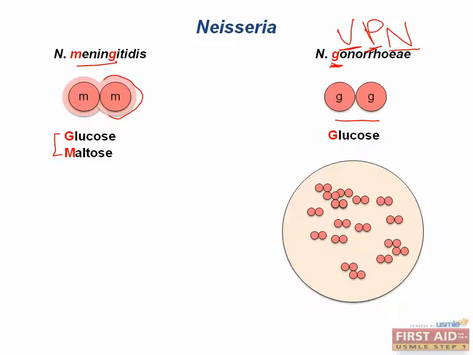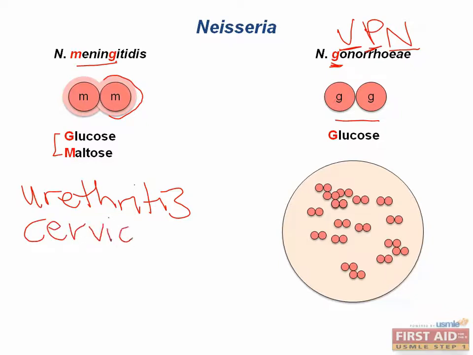Gonorrhea is transmitted via unprotected sexual intercourse. Uncomplicated gonorrheal infections will result in purulent urethritis for males, with symptoms of dysuria and penile discharge, so urethritis. Infected women can experience acute cervicitis with abdominal pain, vaginal discharge, dysuria, or sometimes no symptoms at all. But if you do see symptoms, you're commonly going to see cervicitis.